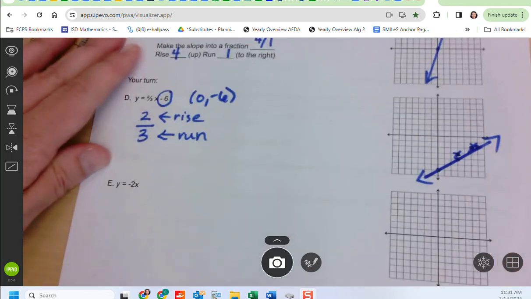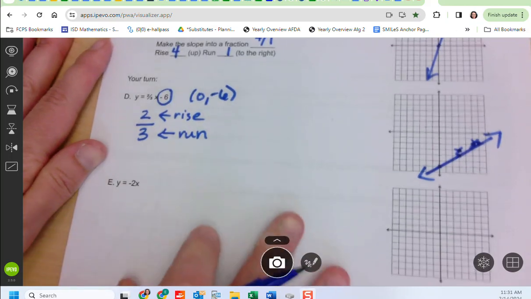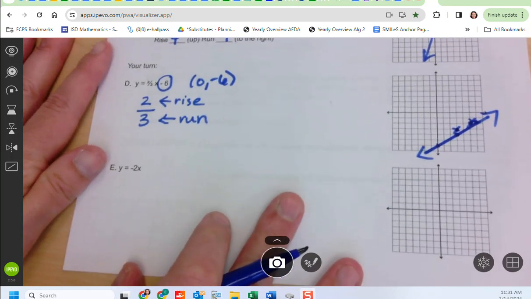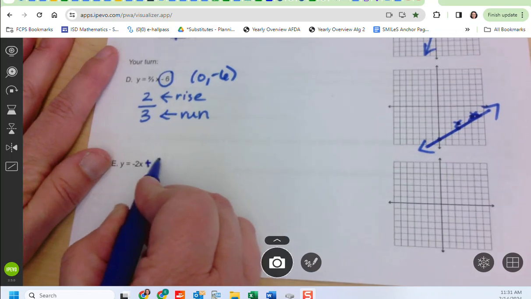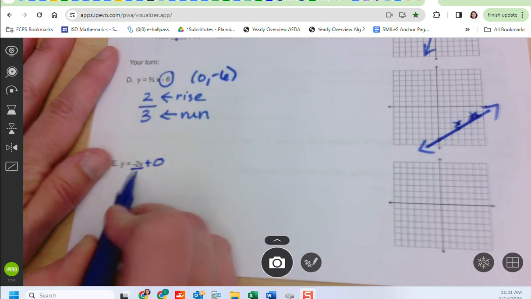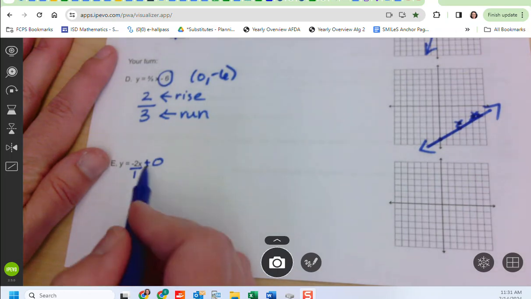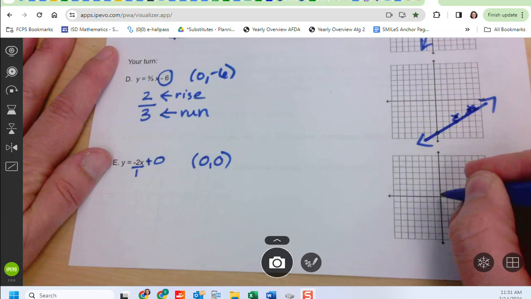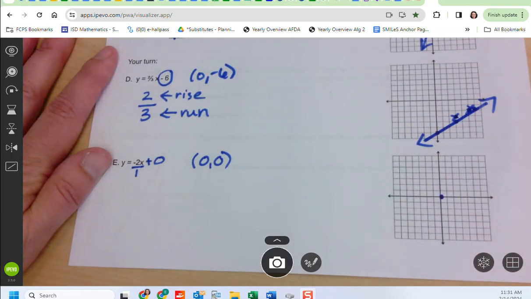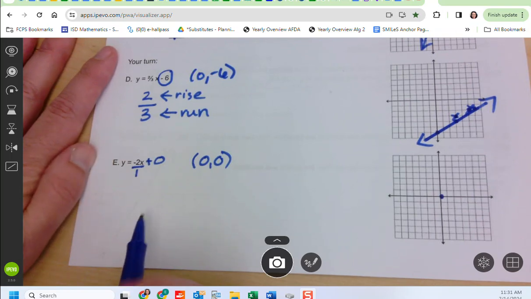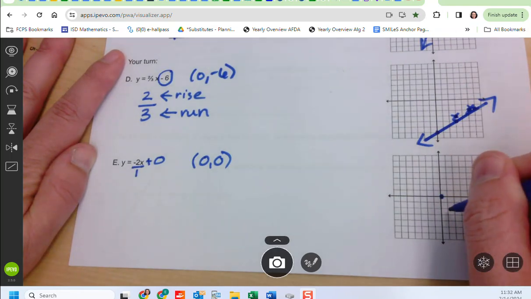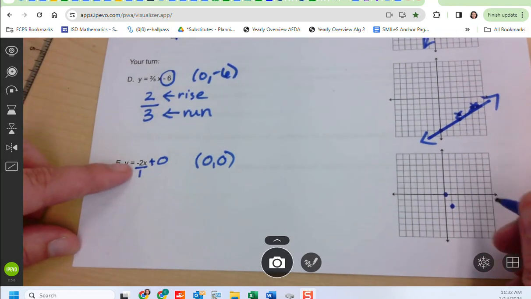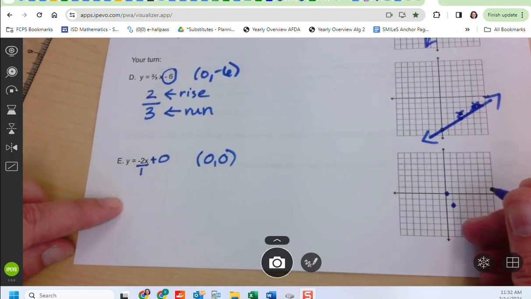All right, in E, I don't have a B, so what number should I add? 0. Good. Adding 0 doesn't change the equation. Just like dividing by 1 doesn't change the equation. So now I know that I'm going to start at (0, 0), this number. And then my slope is a -2, so does it go up or down? Down. Is she right? -2, down, good. Down 2, and then right 1. So even though the 2 is negative, the 1's positive, so we go right 1.